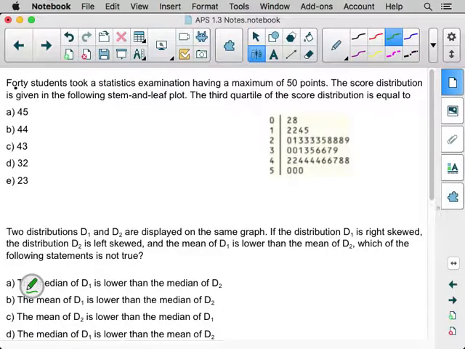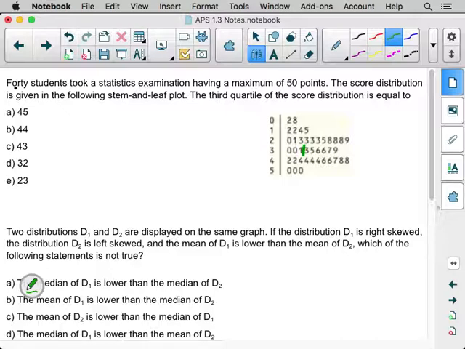1, 2, 3, 4, 5, 6, 7, 8, 9, 10, 11, 12, 13, 14, 15, 16, 17, 18, 19, 20, 21. All right. So the median is going to be 32, right? The median is going to be right in the middle of those two numbers.